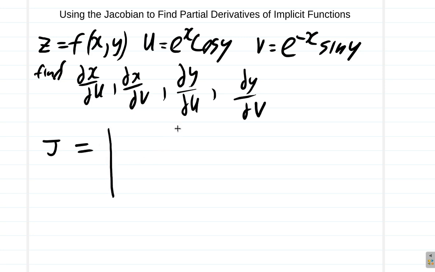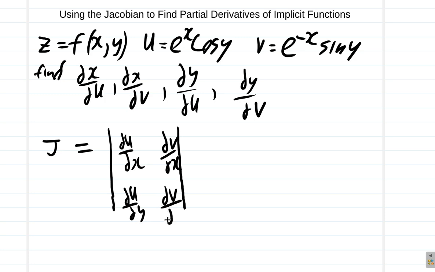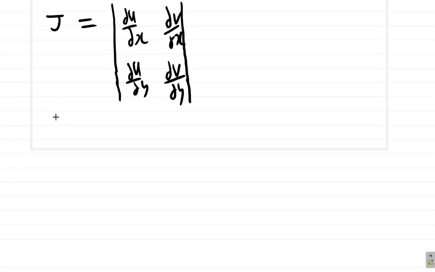The Jacobian, as you remember, is a determinant. It is ∂u/∂x, ∂v/∂x, ∂u/∂y, ∂v/∂y. That's the Jacobian. And some results that we looked at in the previous video. Remember, we formulated the Jacobian and we looked at some results that came from the Jacobian.